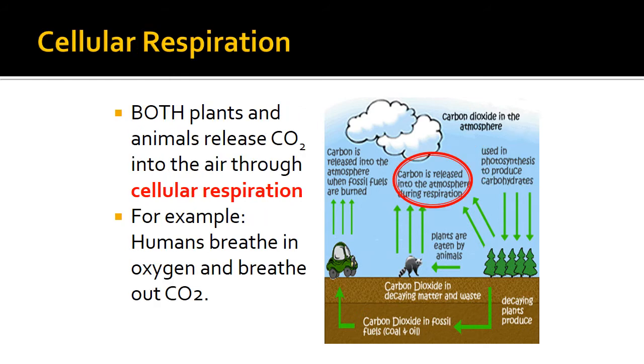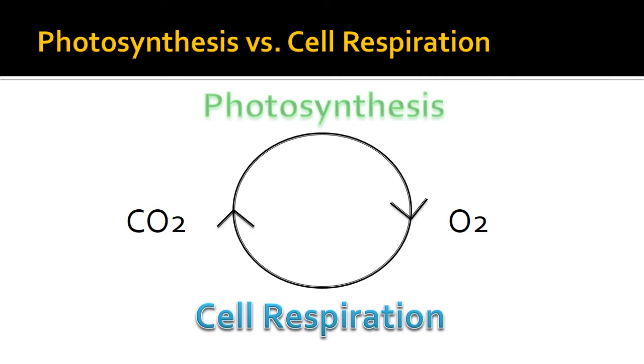Both plants and animals go through cellular respiration. All living things go through cellular respiration. Even bacteria go through cellular respiration. So anytime carbon dioxide goes in and oxygen comes out, we call it photosynthesis. Plants do this. Anytime oxygen goes in and carbon dioxide comes out, we call it cellular respiration. All living things go through cellular respiration.